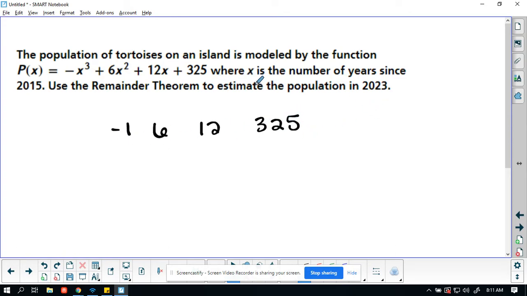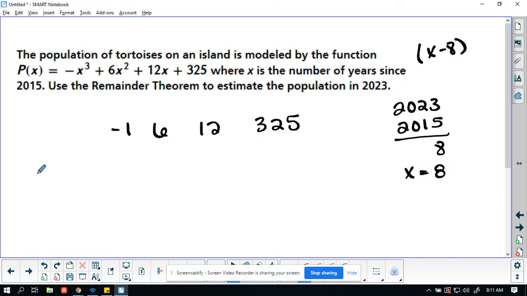All right, I'm looking at the difference between 2023 and 2015, and we're looking at 8 years difference. So if I were to make this a divisor, this would be X equals 8 or X minus 8 that we're dividing it by. So I'm going to put an 8 here, my nice straight line.